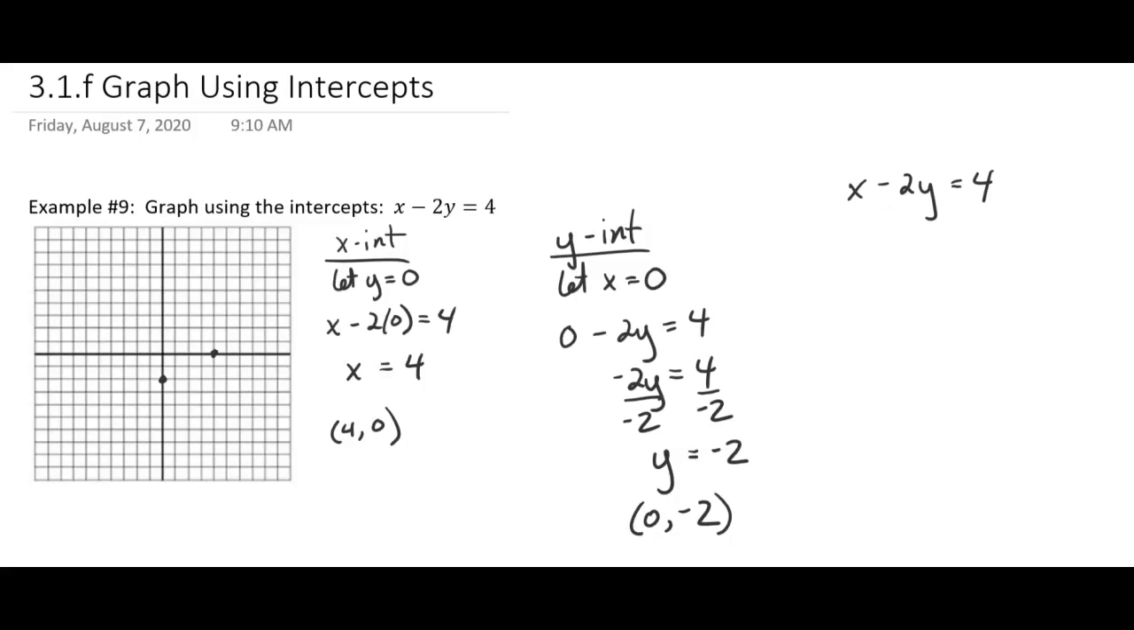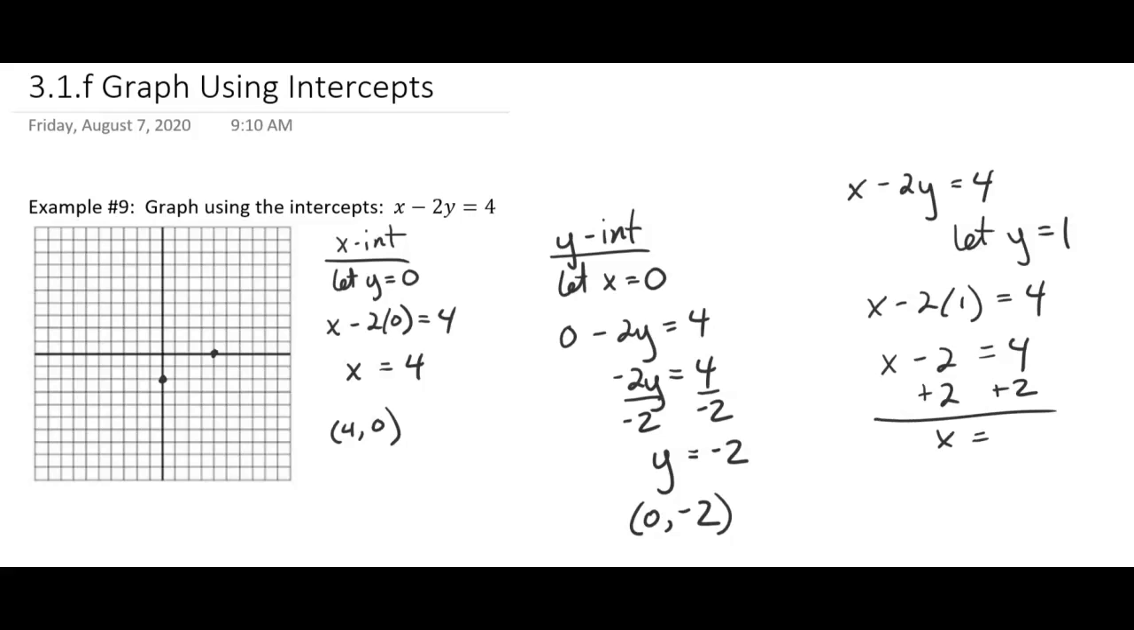I'll pick 1 for the y. So I'm going to let y equal 1. It doesn't really matter if you pick x or you pick y. Just pick a value, and it's like you're doing a table of values, but we're just finding one more point. So x minus 2 times 1 equals 4. x minus 2 equals 4. So add 2 to both sides, and we get x equals 6. So another ordered pair would be 6 comma 1.